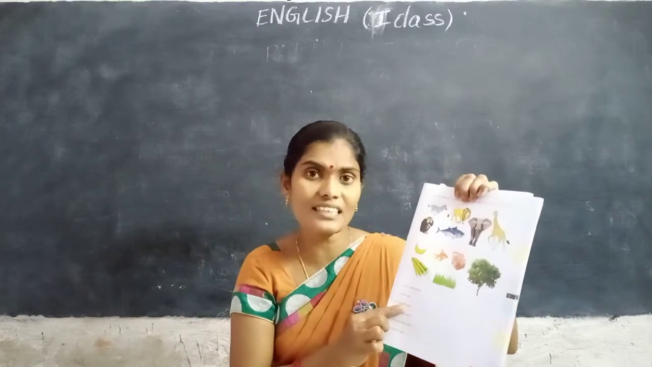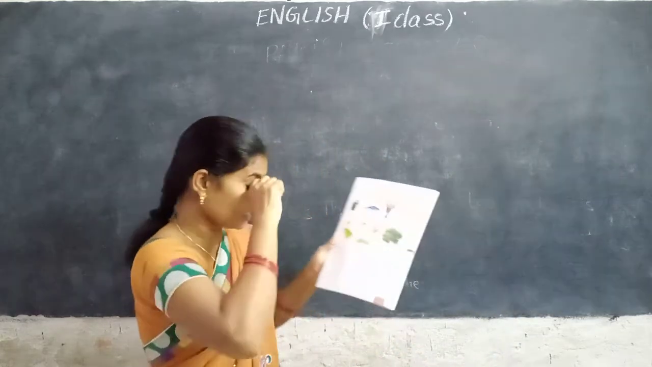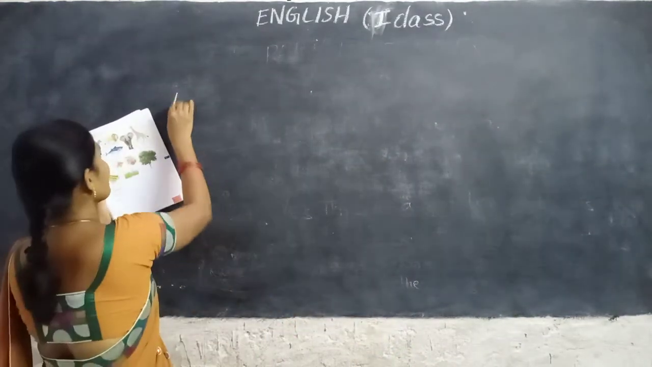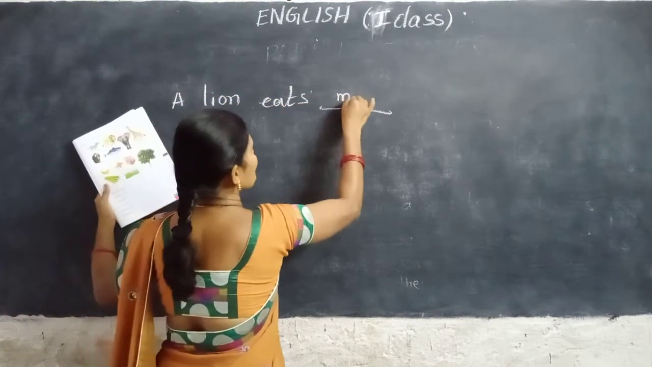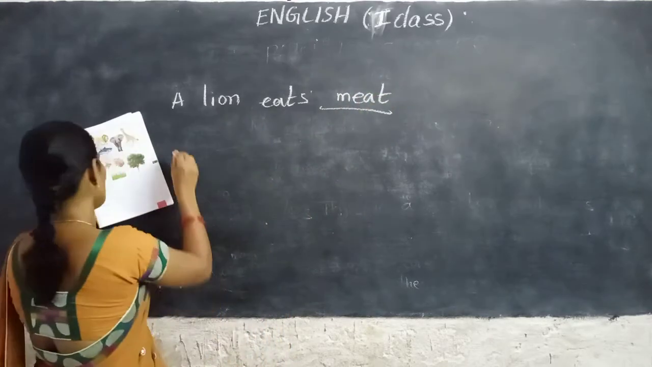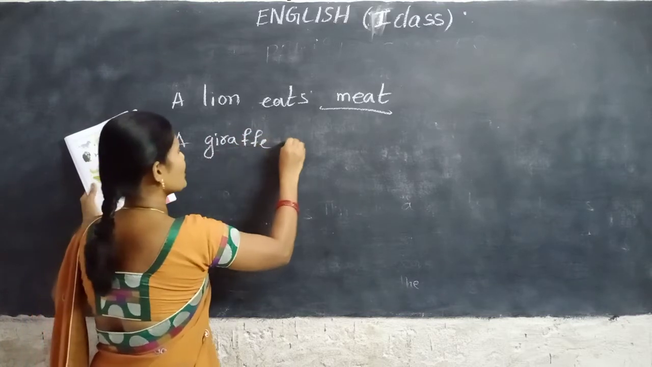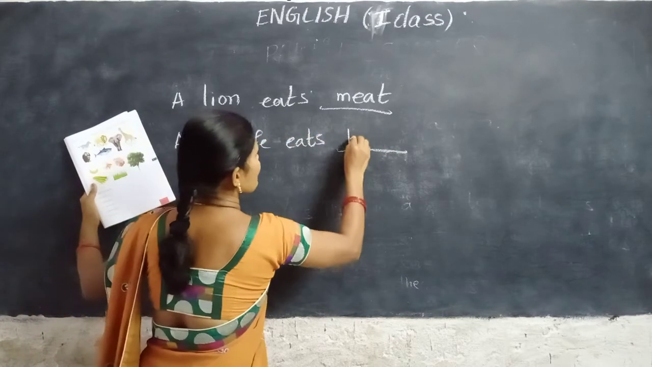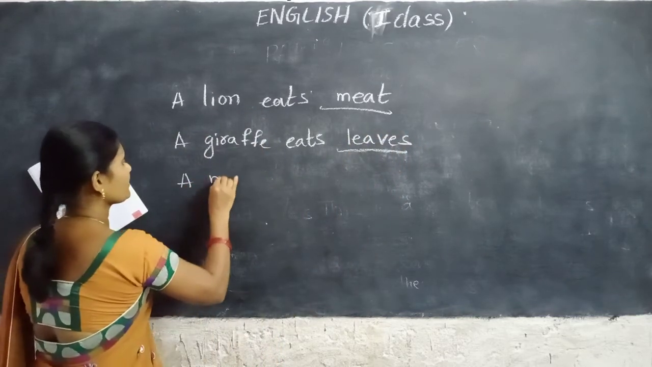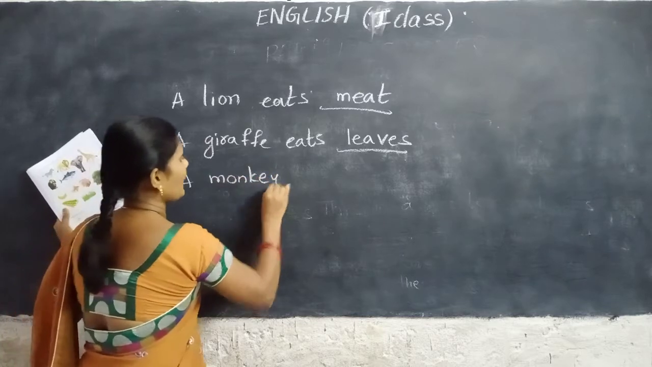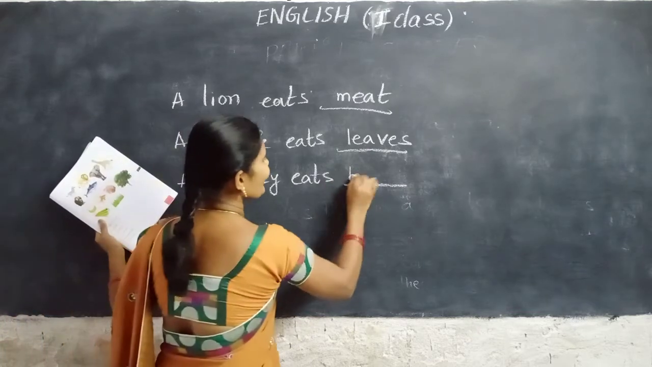A giraffe eats leaves. ఓకే, match and I'm writing answers. A lion eats meat. A giraffe eats leaves. Next, a monkey eats, em tintundi? My kids, banana.